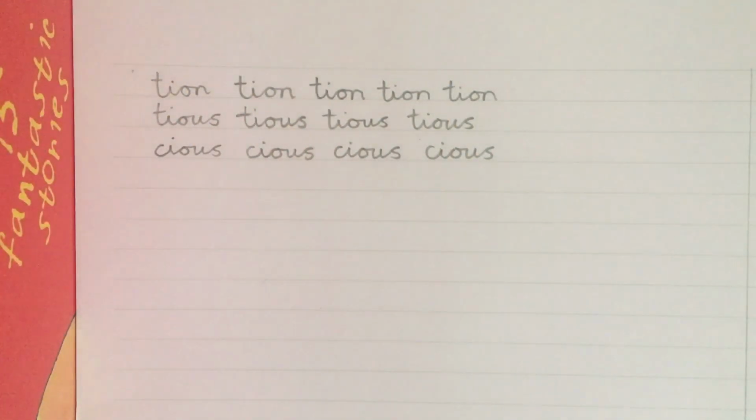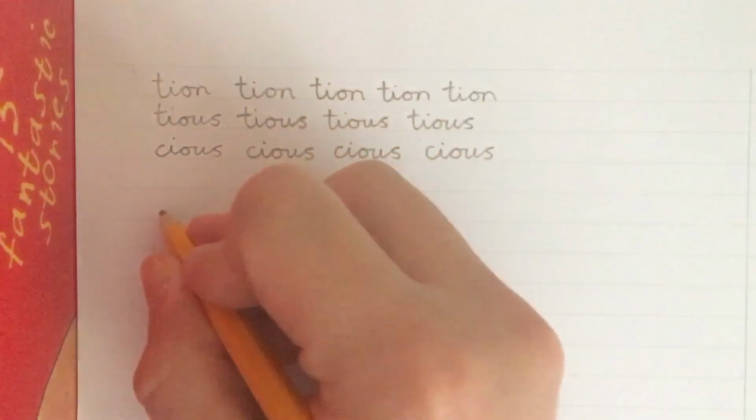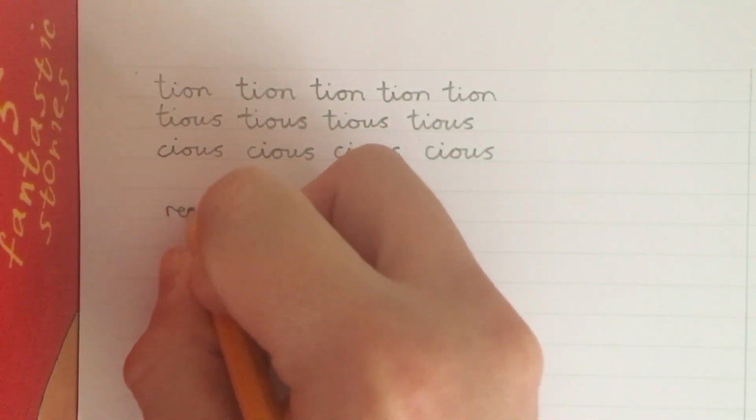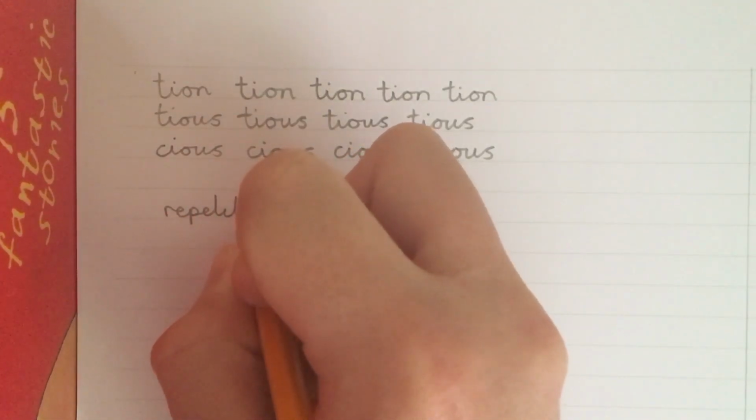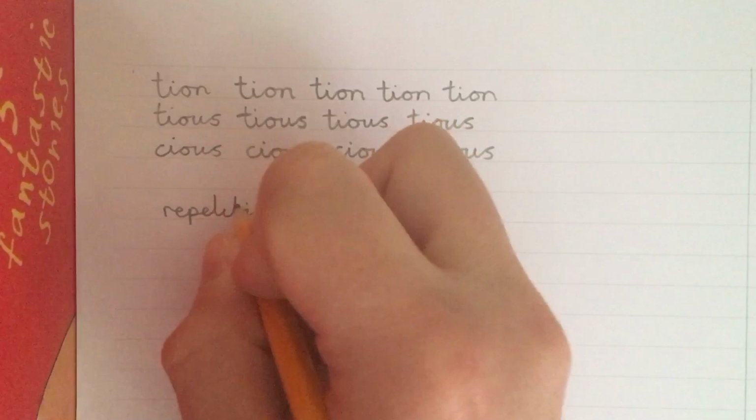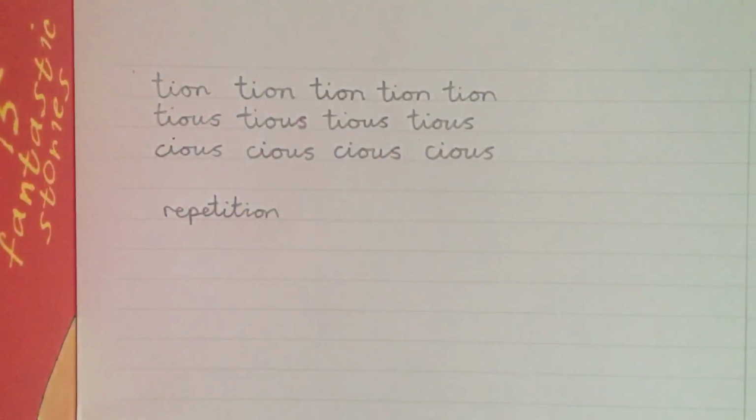Now we're going to have a go at writing some words with the shun and the cious sounds in them. We're going to write each word twice. There are 4 words with shun which I'd like us to practice. Here is the first one. R, e, p, e, t, I, shun. Repetition.